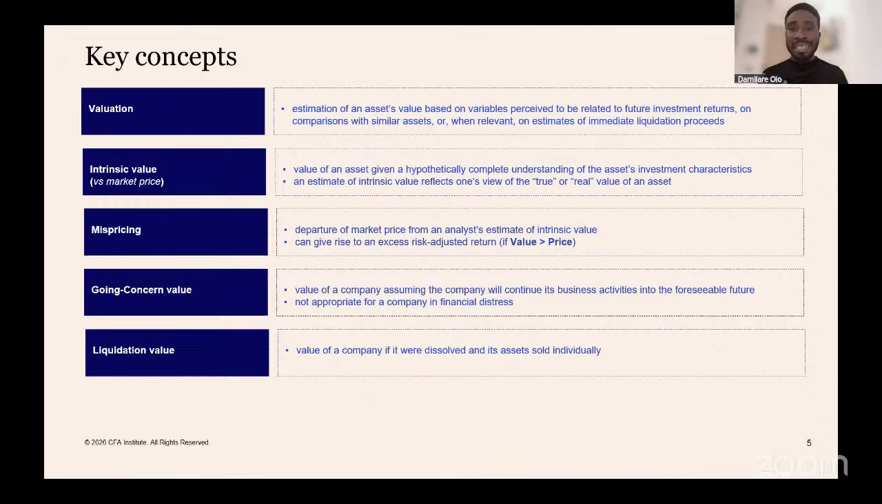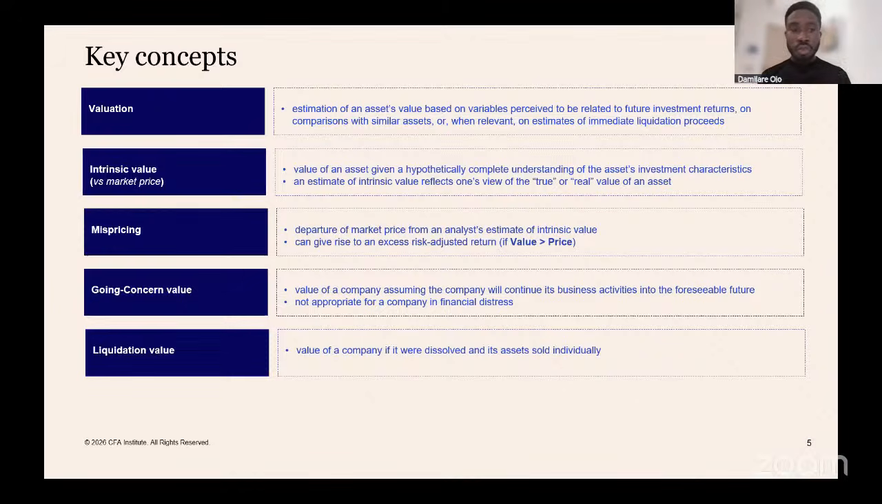The second point says it's an estimate of intrinsic value. An estimate of intrinsic value reflects one's view of the true or real value of an asset. So when you are doing intrinsic value, yes, you look at fundamentals, you look at the historical, you look at the present, and most importantly, you look at the future, your belief about where the company is headed. But in addition to all of those things, it also reflects your belief. Sometimes the analyst's discretion comes in when you are doing valuation, and you can't take away the impact that analyst discretion also has on the intrinsic value. And we emphasize again that intrinsic value is different from market price. Market price is the current price of the particular stock.